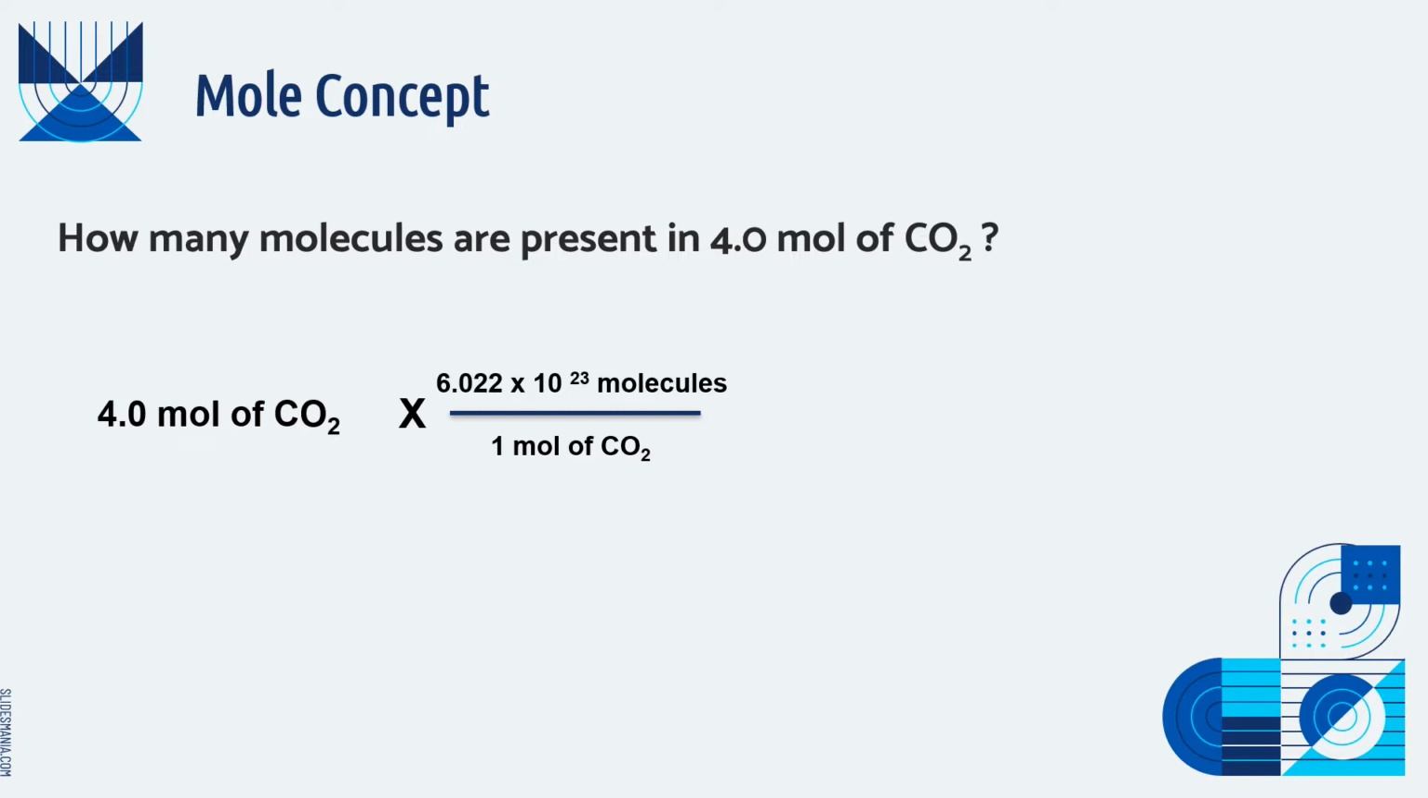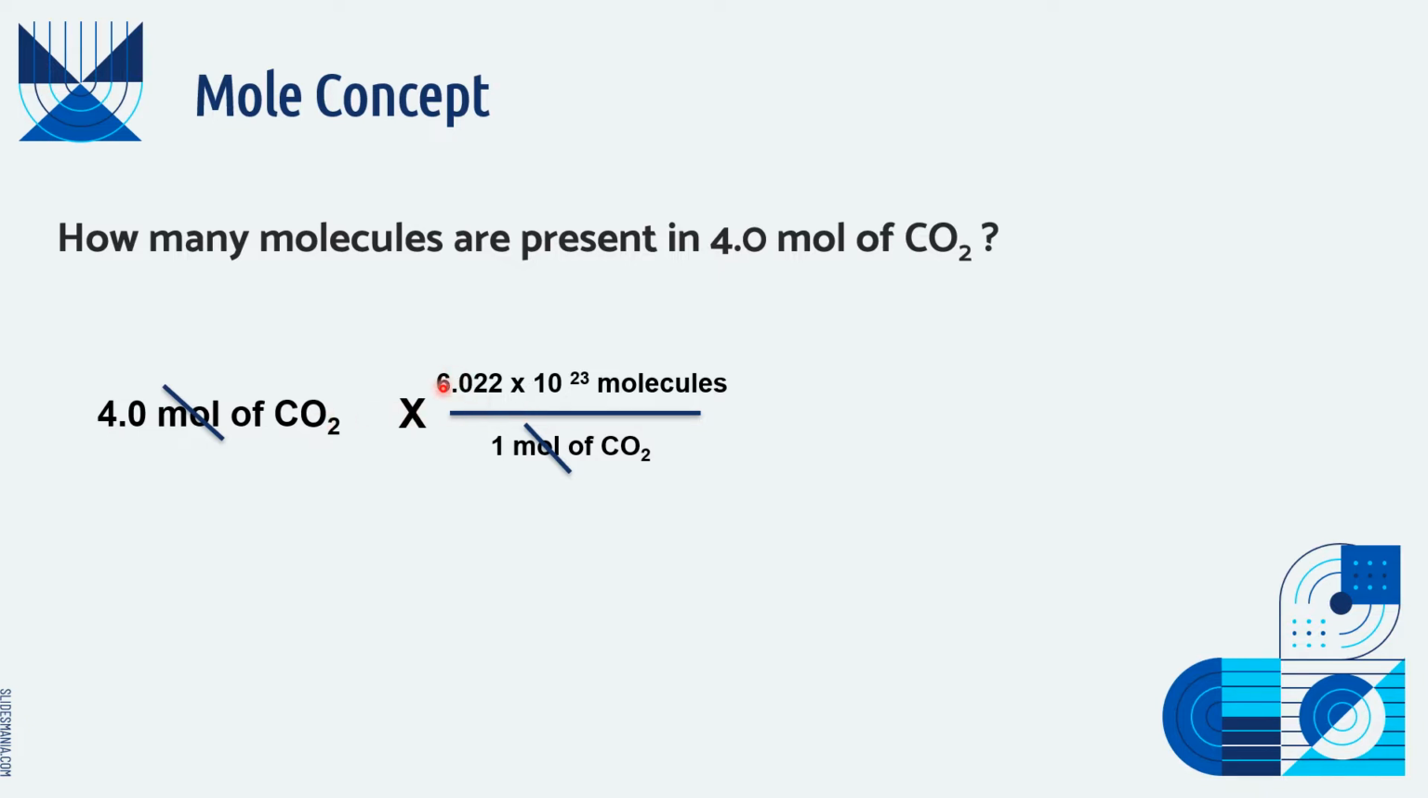So what you're going to do is multiply 4.0 mole of carbon dioxide by 6.022 times 10 raised to 23 molecules and divide it by 1 mole of carbon dioxide. Once we do it, we can cancel some units. To make it simpler, just multiply 4 times 6.022 times 10 raised to 23 molecules.